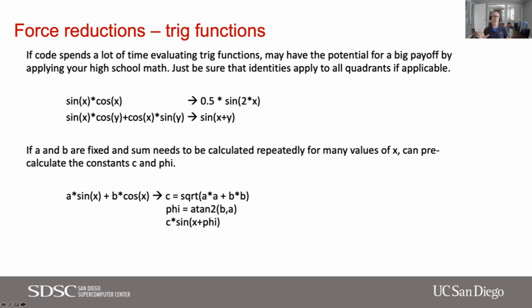Just make sure that you test this thoroughly, and that any identities that you apply are checked in all four quadrants. So for x and y both positive, both negative, and one positive and one negative. So a lot of opportunity for speedup.